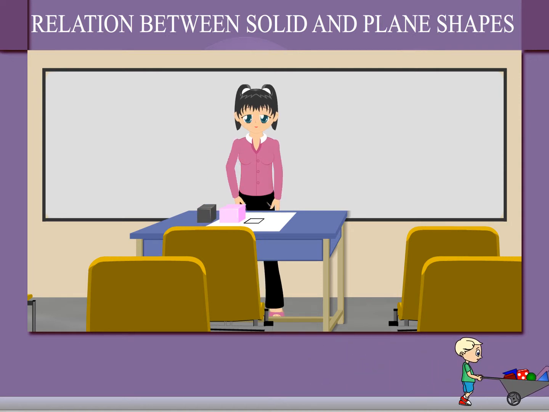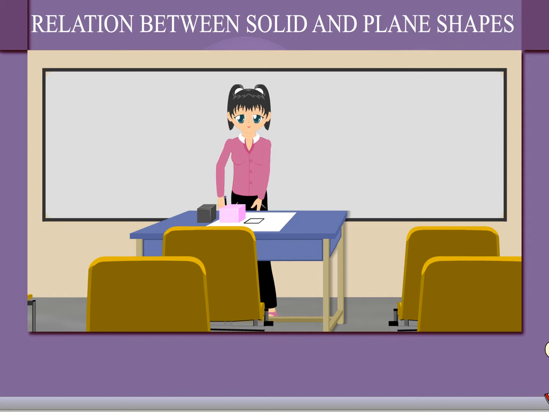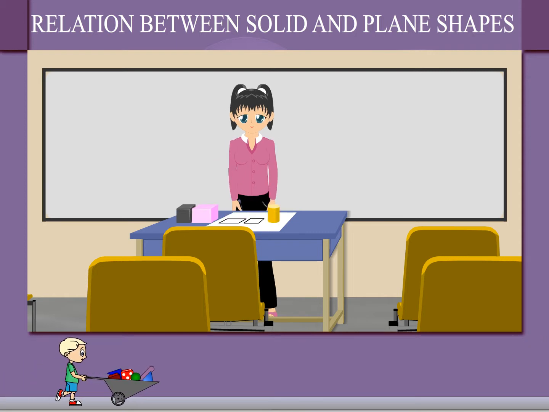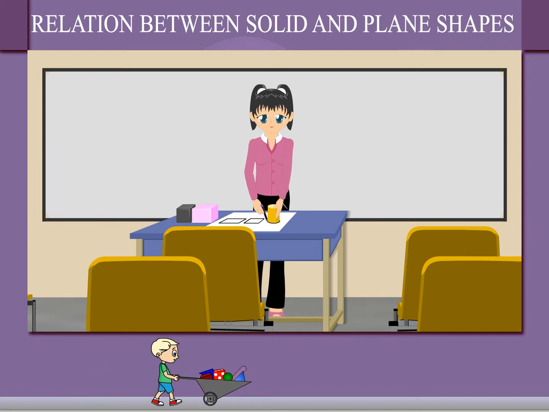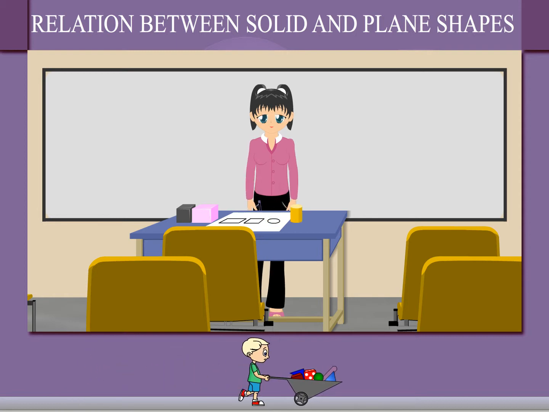Now comes a pink rectangular block. Teacher Judy traces the surface to get a rectangle. Now comes a cylinder. Teacher Judy traces the vertical surface to get a circle. We have got your point, ma'am.